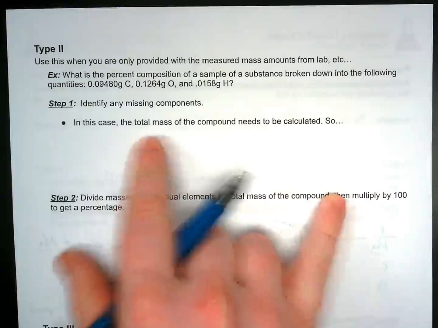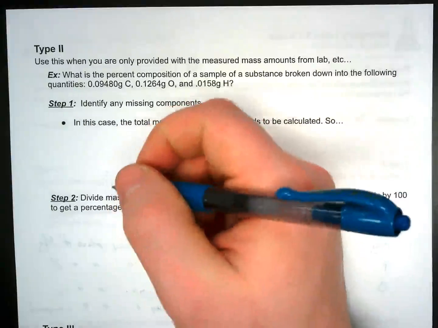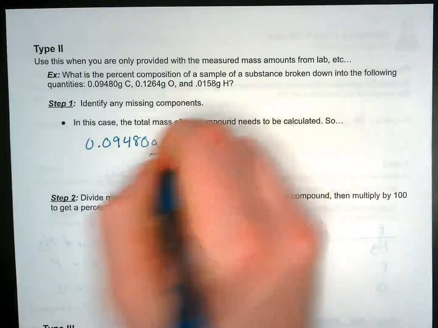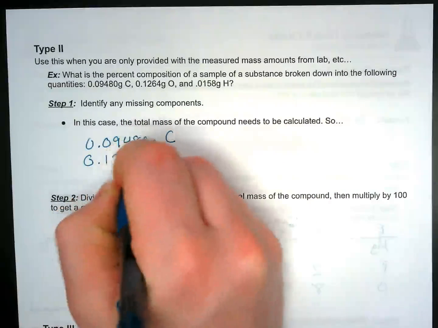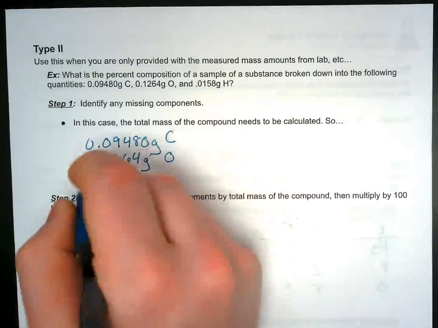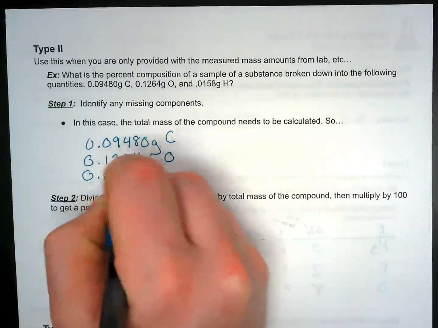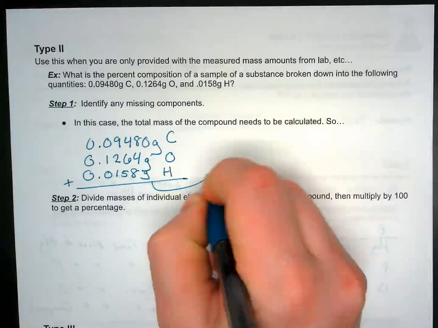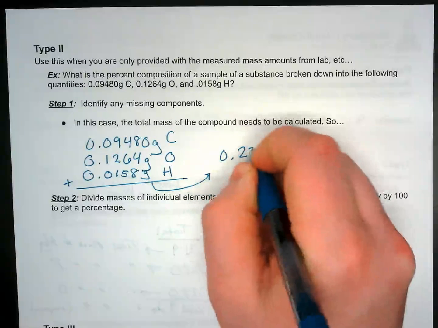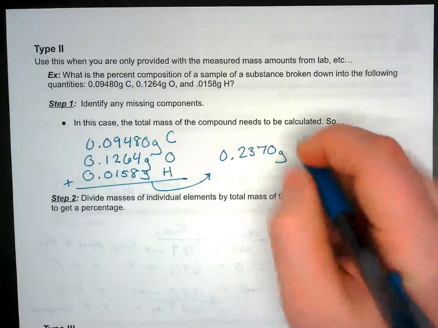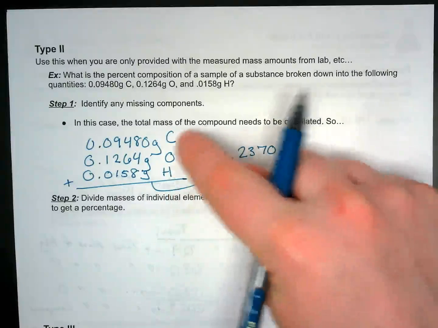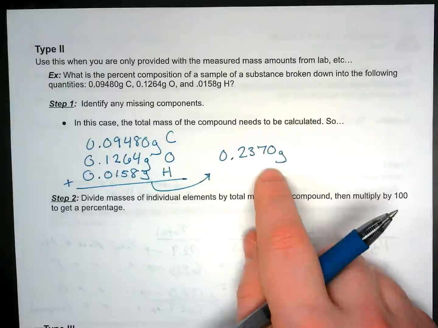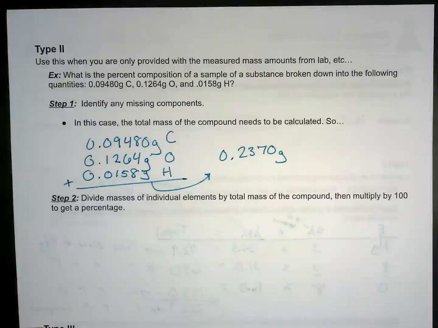In this case, the total mass of the components needs to be calculated. So we're just going to take them. 0.09480 grams of carbon. We have 0.1264 grams of oxygen. And we have 0.0158 grams of hydrogen for a grand total, and I've run out of room, put it over here, a grand total of 0.2370 grams. Okay, so here are the total masses of all of our elements, and then here is just the total for whatever compound we have.